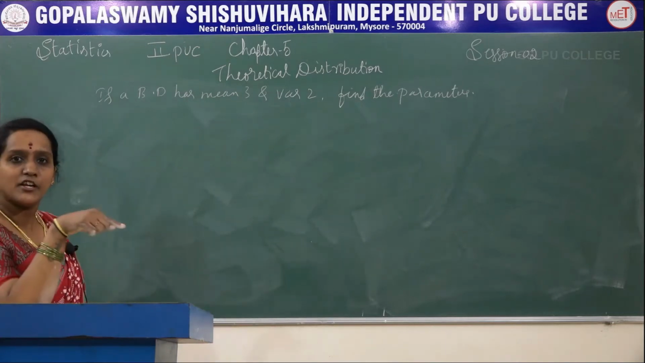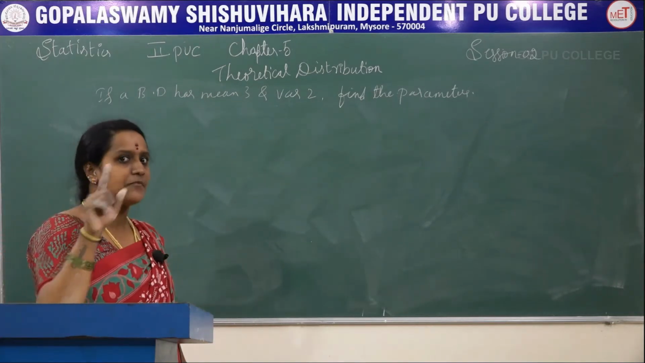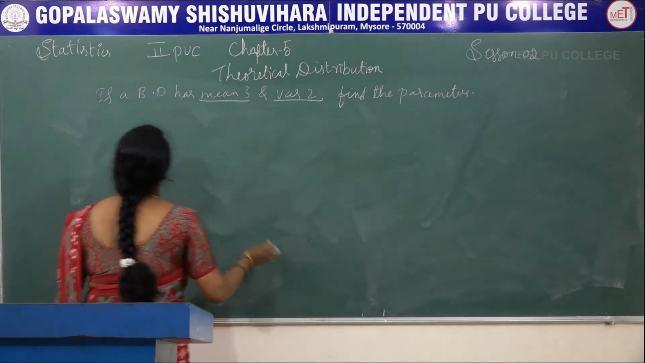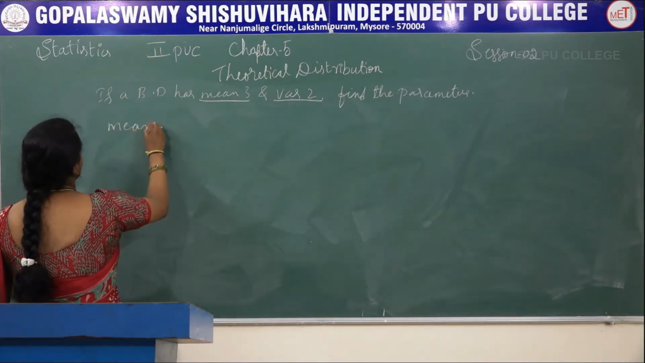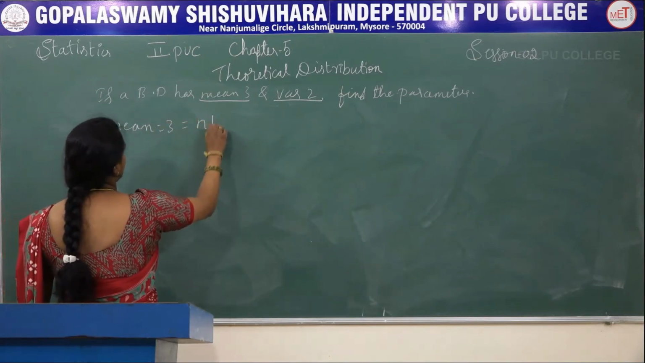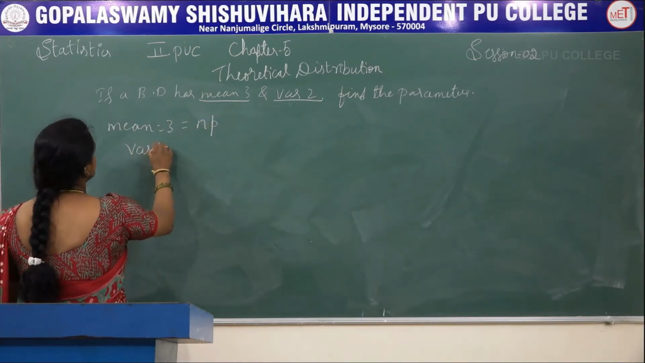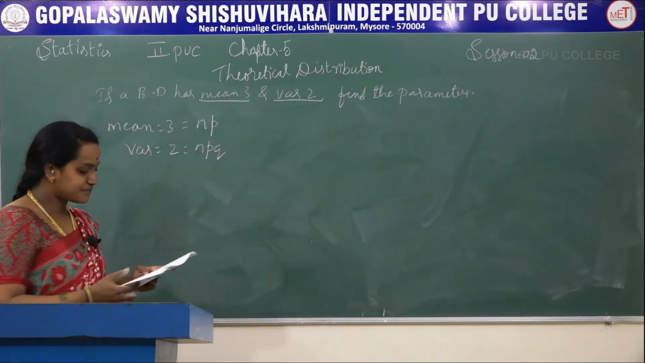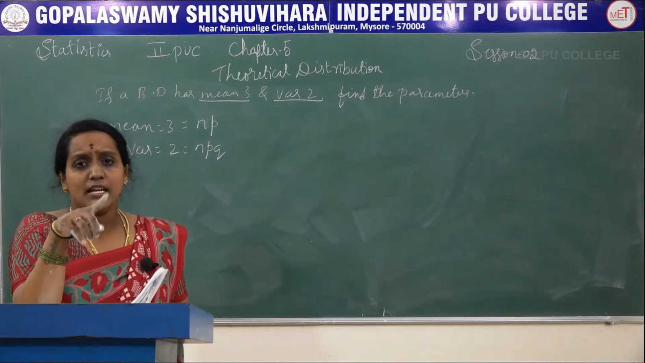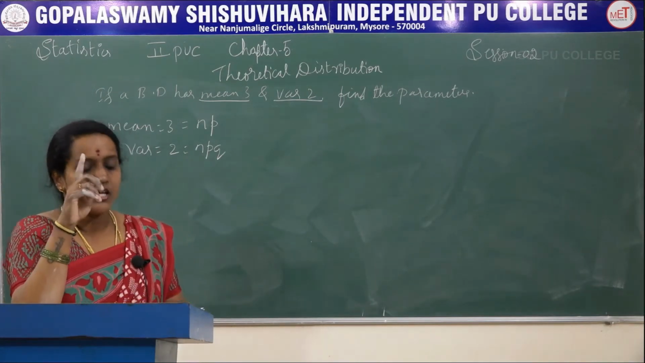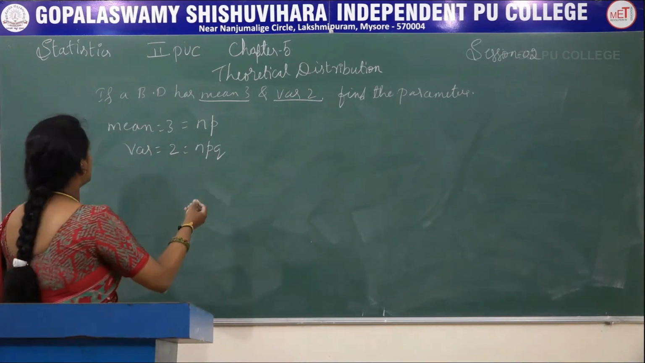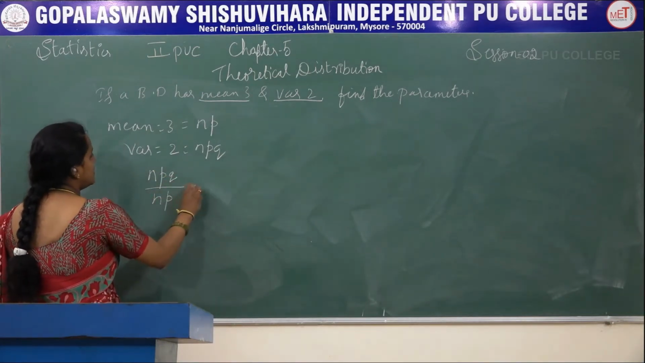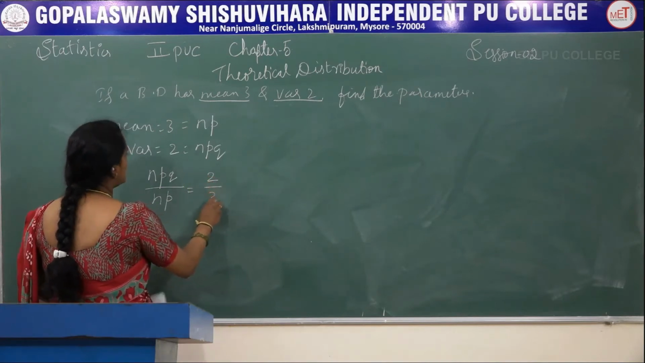The parameters of the binomial distribution are n and p, which we have to find. They have given the mean value and the variance value. So mean is equal to 3, this is nothing but np, and variance is equal to 2, that is npq. We know that mean is always greater than variance. So we will take the ratio of variance and the mean. Take the ratio npq divided by np. This is 2 divided by 3.